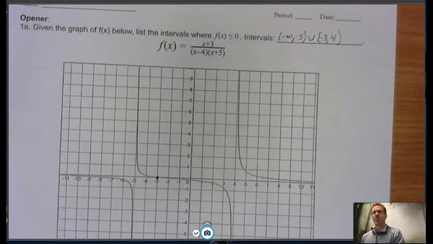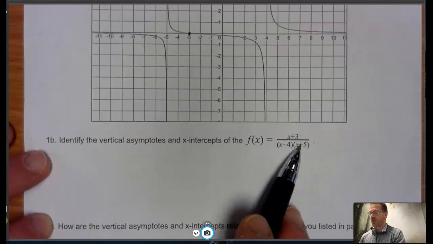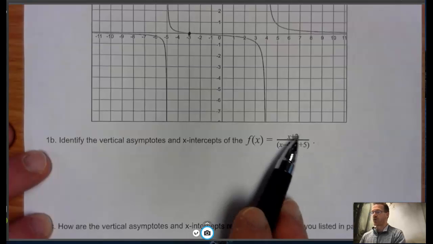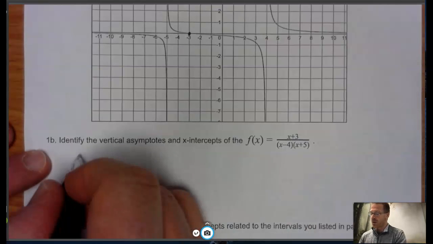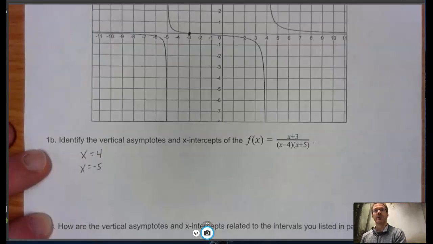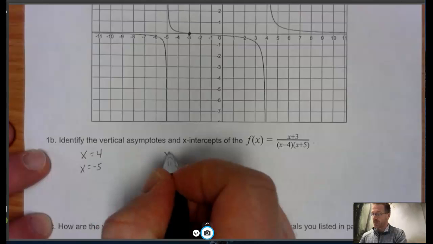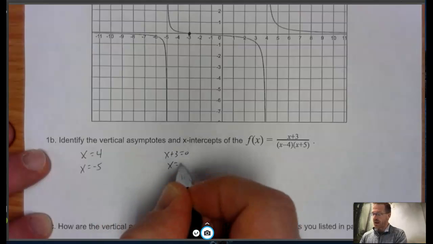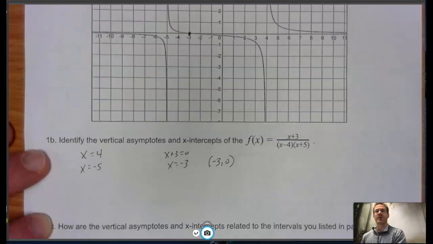So now, let's go back and answer part B. Vertical asymptotes we know are where the denominator is 0 and where we don't have a common factor with the numerator. Notice no common factors with the numerator here. So we get a vertical asymptote at x equals 4 and at x equals negative 5. We know we get x-intercepts where the numerator is equal to 0. So where x plus 3 is equal to 0, and that would be at negative 3. And so we only get one x-intercept there, at negative 3, 0.